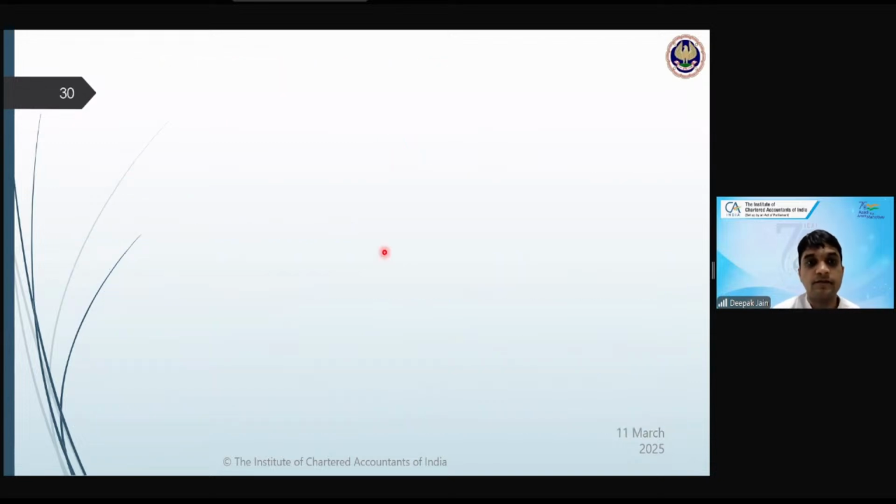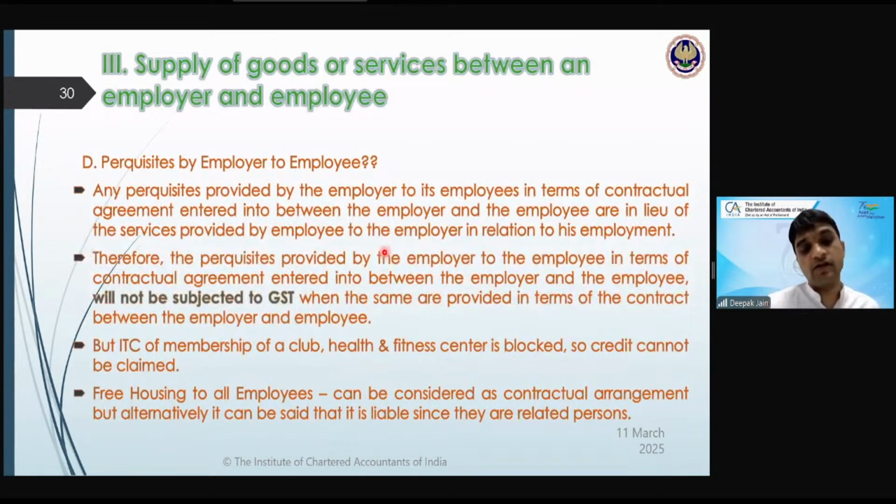Okay. Then the third aspect is perquisite. So, as we said, employer to employee gifts will be taxable, salary will not be taxable. So if they give any perquisite, will it be taxable? This is a clarification which says that any perquisites provided by the employer to his employees in terms of a contractual arrangement are in lieu of the services provided by the employee to the employer. Therefore, the perquisites provided will not be liable because they are in the nature of salary itself, and salary under Schedule 3 is outside the scope of GST.